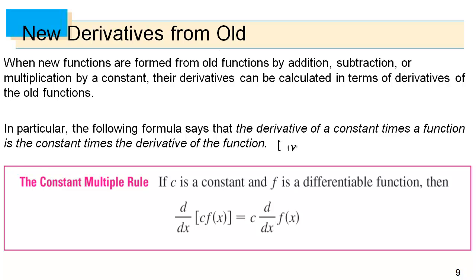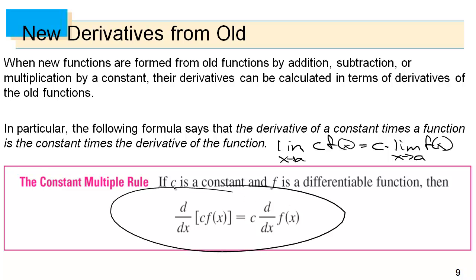If we're taking the limit as x goes to a of some constant times f of x, that's the same thing as the constant times the limit of f of x as x goes to a. Remember that rule? Well, since derivatives are really limits, remember by the definition, it's the limit as h goes to 0, but that's the same thing as x going to a. If we can take the constant out of a limit, we can also take the constant out of a derivative, and that's where we get the constant multiple rule. So the derivative of a constant times a function is the same thing as a constant times the derivative of the function.